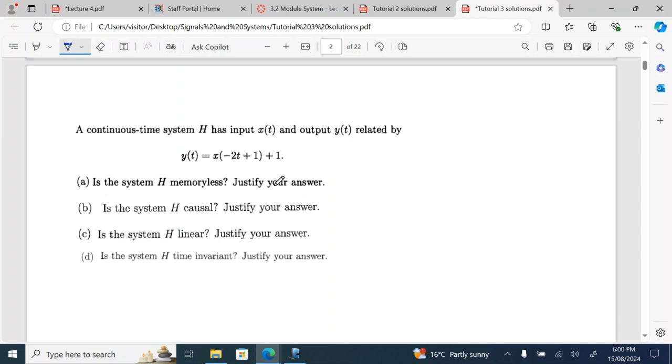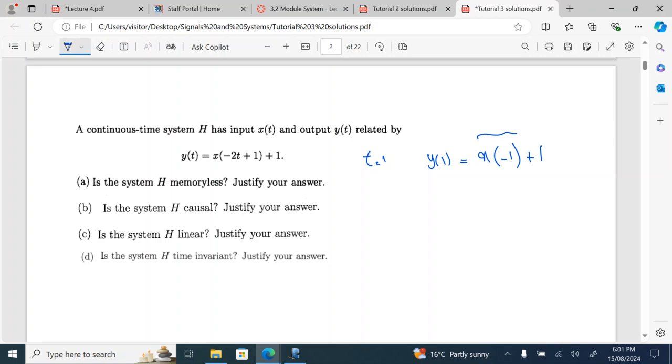Okay, solve the third one. That's good. So the first two are correct. So what your friend said is, for the first one, we put t equal to 1, right? And then y1 becomes equal to x minus 1 plus 1. And then here we have an input from past showing that it's not memoryless.